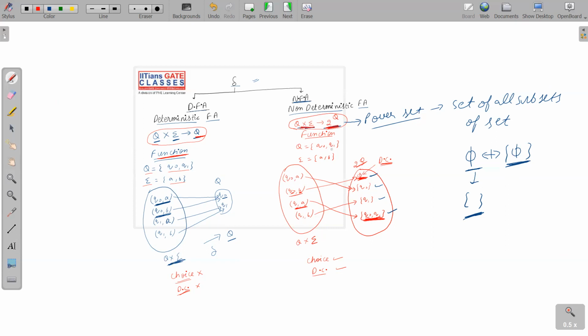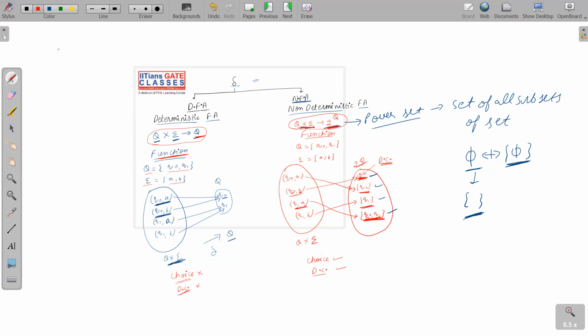Hence I can easily say that the definition of NFA is more general, but the definition of DFA is restricted. In case of a function from Q cross Sigma to 2 power Q, if you pick only singleton sets, that is, you link each and every element with either q0 or q1, then obviously we will get a DFA.